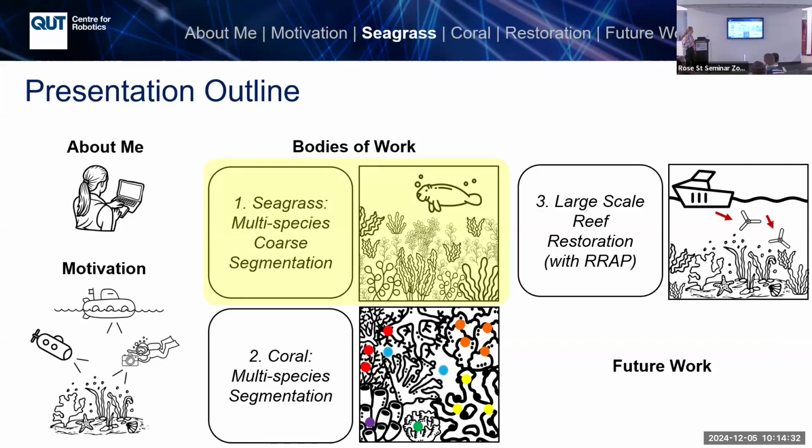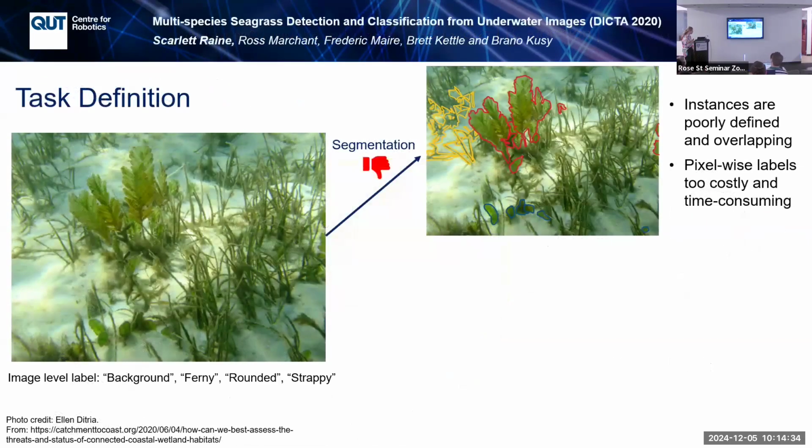Okay, so now to get into the work I've been doing, starting off with this seagrass problem. As you can appreciate, seagrass images are quite a complex example. So we have lots of leaves that are overlapping, growing together in a seagrass meadow.